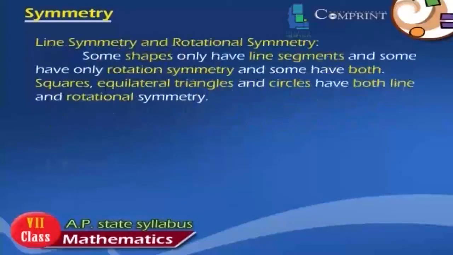Line symmetry and rotational symmetry. Some shapes have only line symmetry, some have only rotational symmetry, and some have both. Squares, equilateral triangles and circles have both line and rotational symmetry.